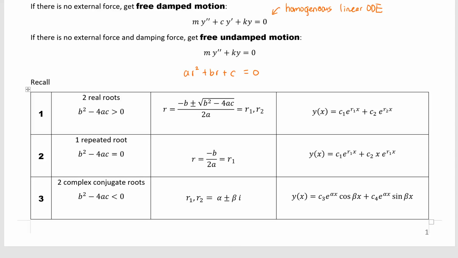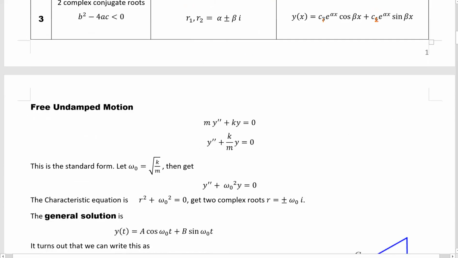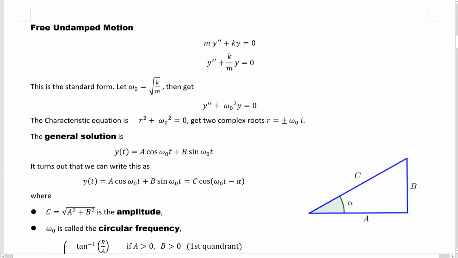If we have 2 complex conjugate roots, let's say they are alpha plus or minus beta i, then the solution is, we can call them, C1 e to the alpha x cosine beta x plus C2 e to the alpha x sine beta x. So far so good. Do you remember all of this? Okay. So let's talk about the easiest, free undamped motion.